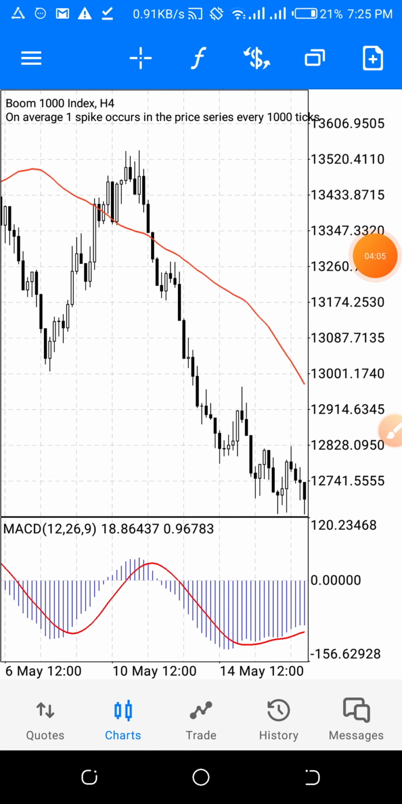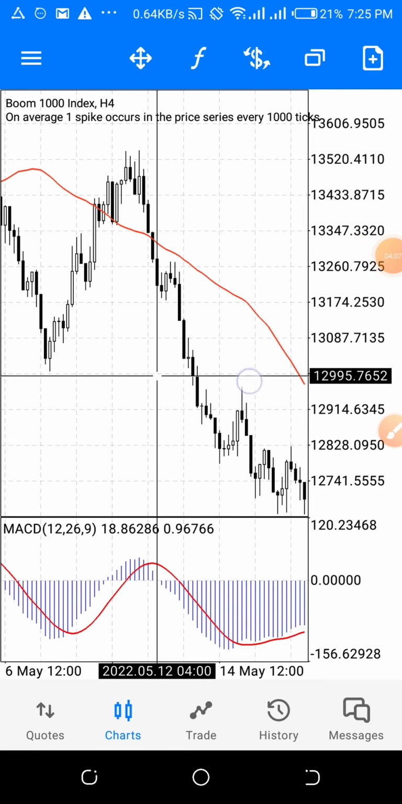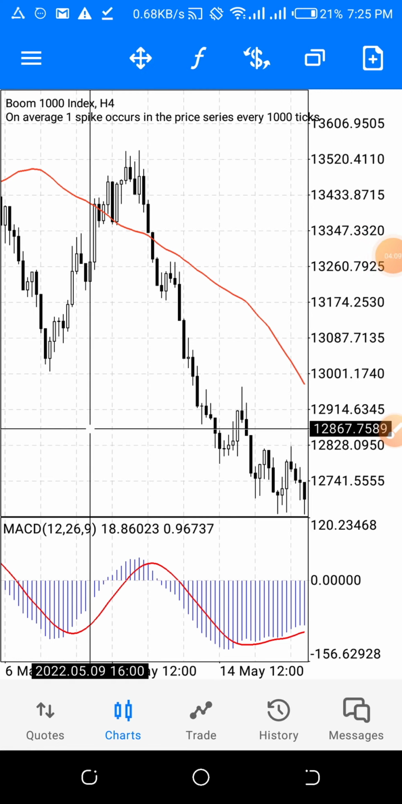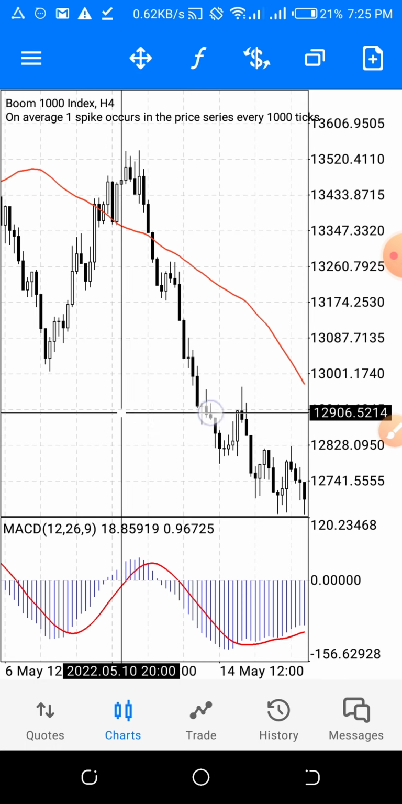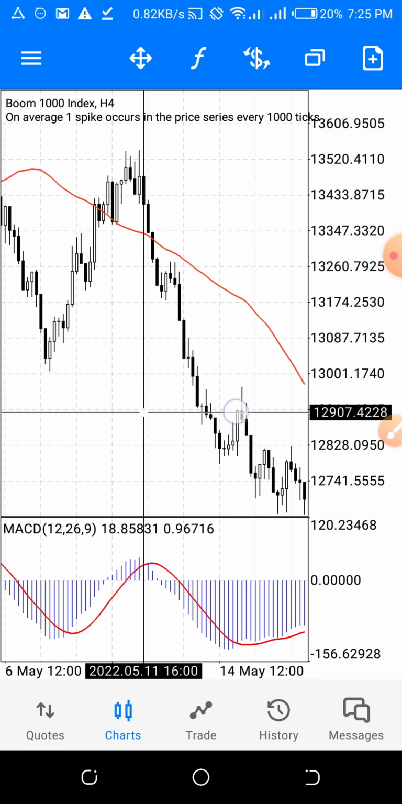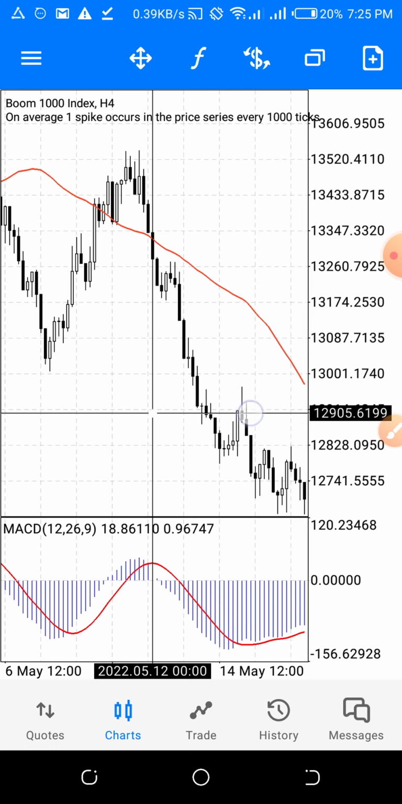Now I want to use this line to show you something. This MACD below here represents all these candles up here. You can see this candle here, this candle, and this candle. This is the point where the line crosses over the chart. Let's look at the next candle.